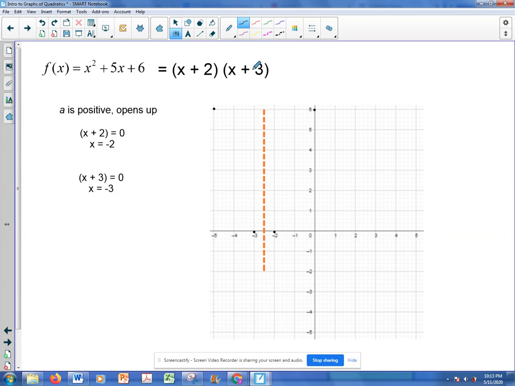And then I'm going to use this. When it's in factored form, it makes my math a little bit easier. I know that's -2.5. When I put -2.5 in here, I get -1/2. When I put -2.5 in here, I get +1/2. And +1/2 times -1/2 is -1/4. So I know I'm down here at -1/4.